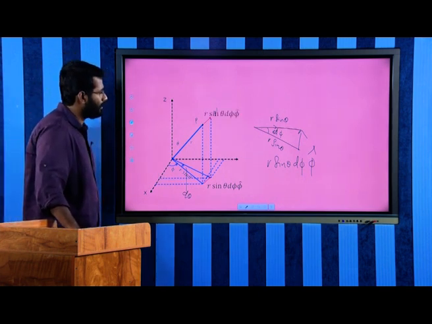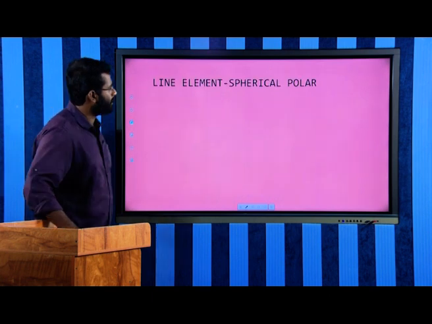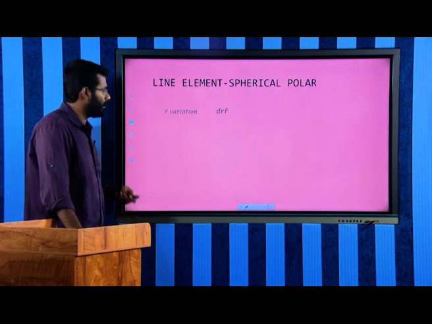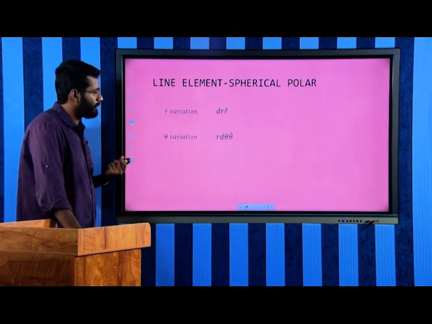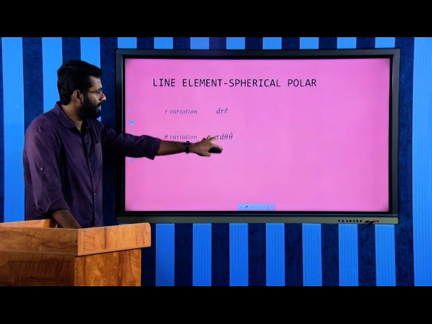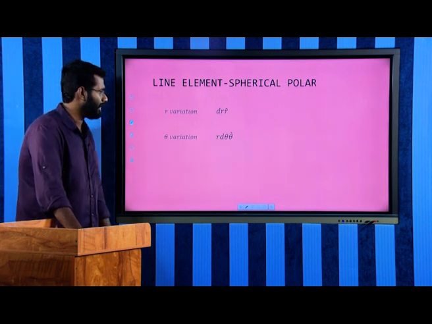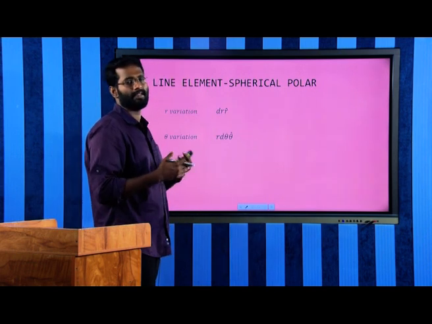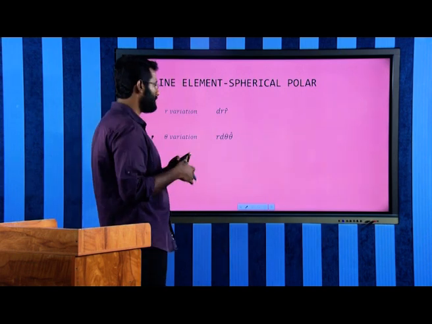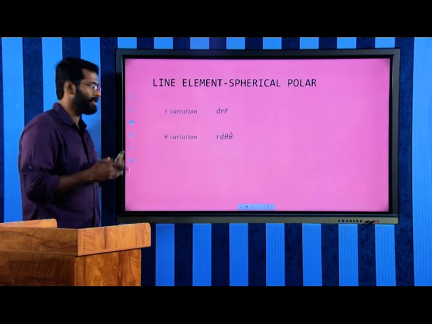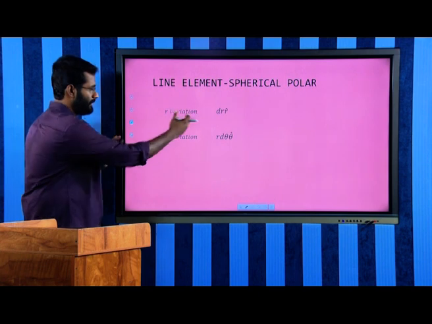Here you can see, let me get it together. So, the r variation causes a line element dr into r cap, and the theta variation causes r d theta. Why is there an r additionally there? Why is it not just d theta into theta cap? For x we know that it is just dx, and for y it is dy, and then why for theta is it not d theta, instead it is r d theta? There is a coefficient r.